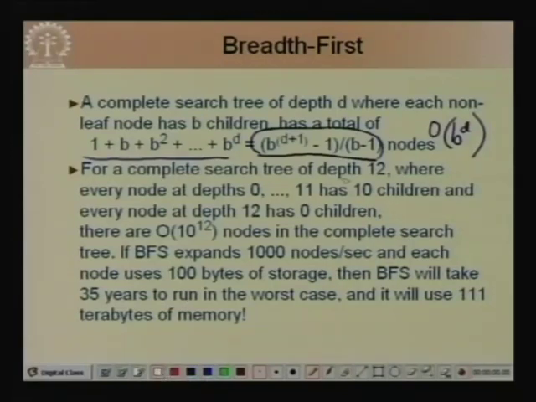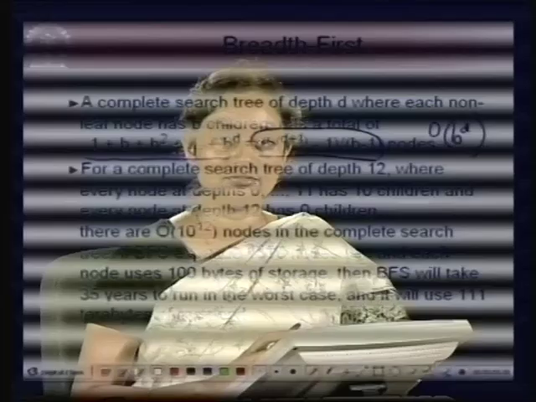For example, if we have a complete search tree whose depth is 12 and every node up to depth 11 has 10 children, then the number of nodes expanded by breadth first search will be order of 10 to the power 12, that is 10 followed by 12 zeros. To give you an idea of how big this number is, if we have a computer where 1000 nodes can be expanded per second and each node uses 100 bytes of storage, then breadth first search will take 35 years to run in the worst case, and it will use 111 terabytes of memory. This is a truly frightening figure.